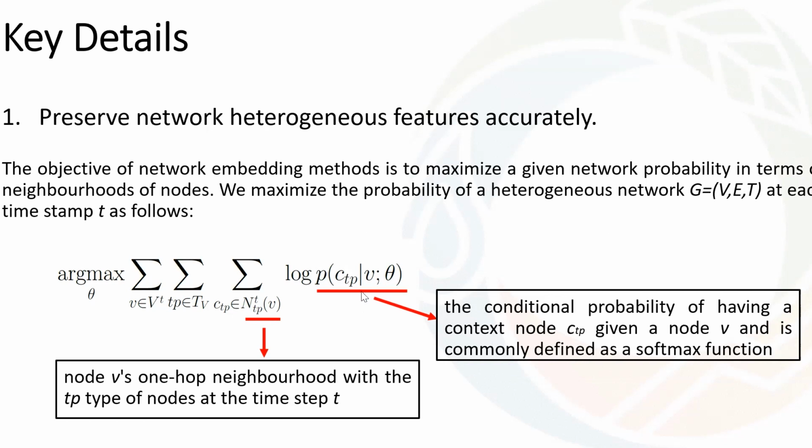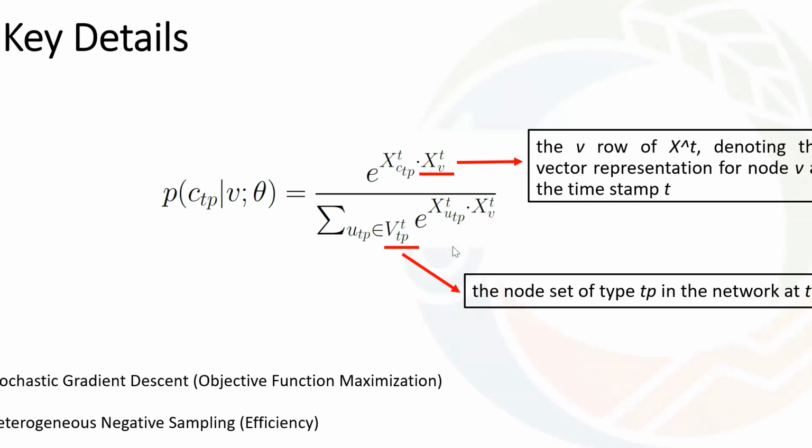And this part here is a conditional probability of having a context node given a particular node. It's commonly defined as a softmax function, and the softmax function is formulated as in this formula. In the algorithm, we also use stochastic gradient descent to maximize the objective function. And in order to further improve the efficiency of the algorithm, I used heterogeneous negative sampling.